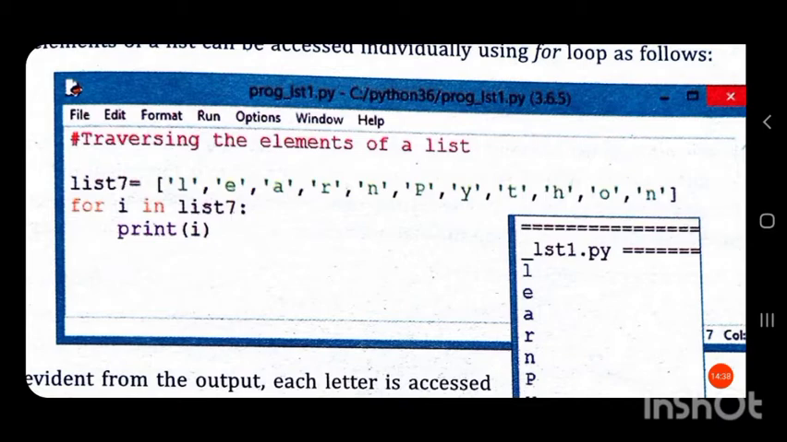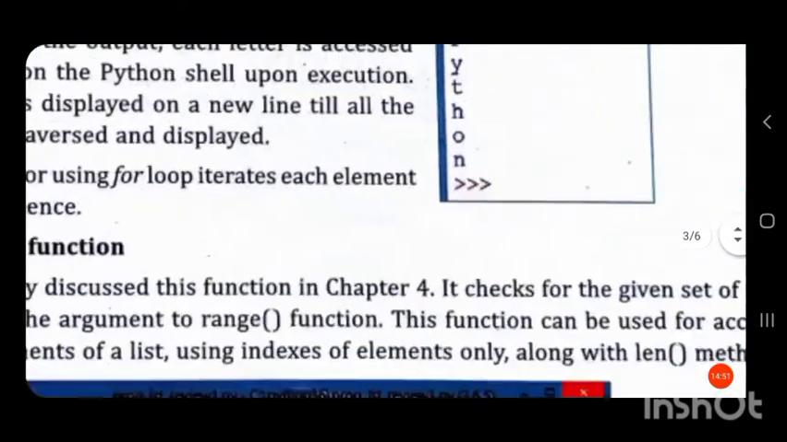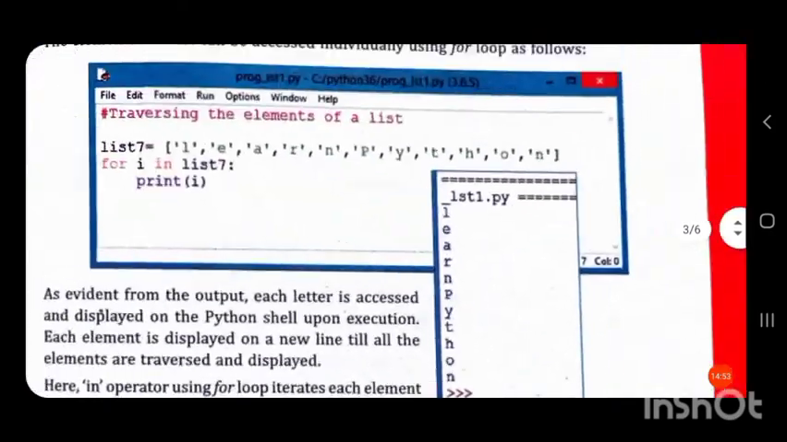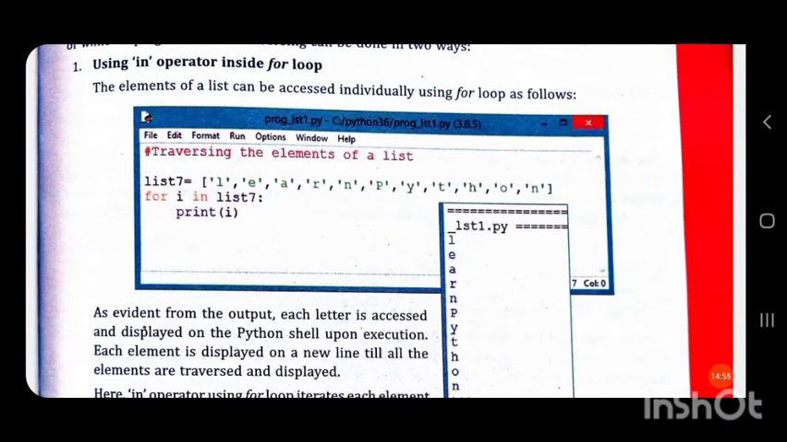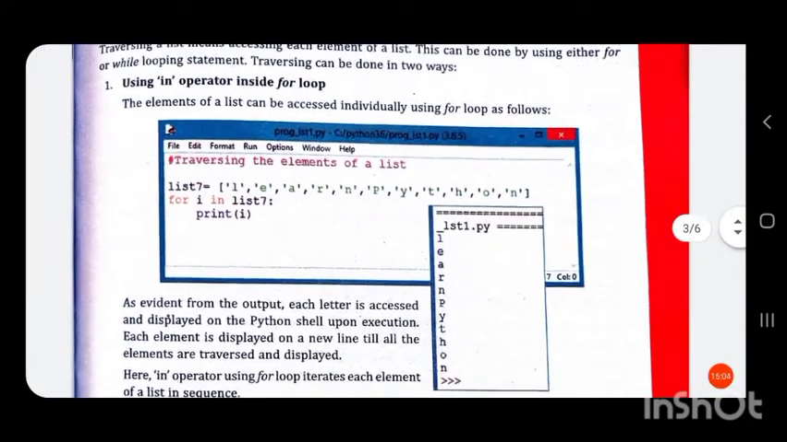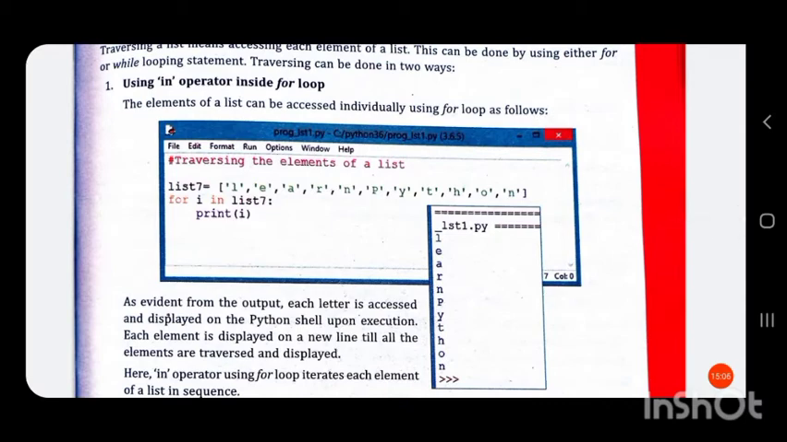until there are elements in the list. Until there are elements in the list, the for loop will iterate. And when I has the value N, the character N, after that the for loop will stop its iteration. That is, no further value is present inside the list, so the for loop will stop its iteration.